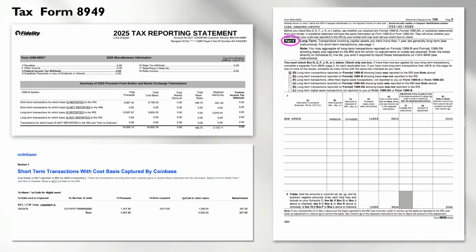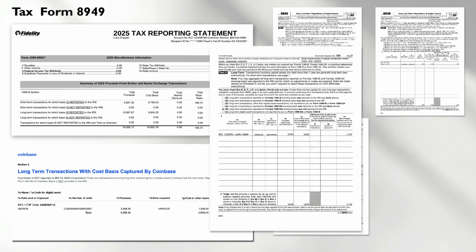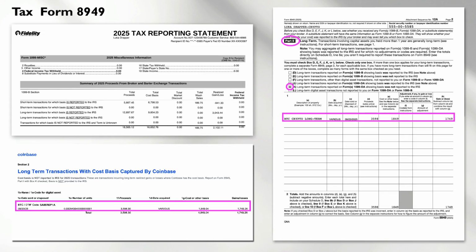The third page is Part 2 with box D checked. This includes long-term stock sales from Fidelity Form 1099-B, where cost bases were reported to the IRS. Finally, the fourth and final page is Part 2 with box K checked. This includes long-term crypto sales from our Coinbase Form 1099-DA, where cost bases were not reported to the IRS.